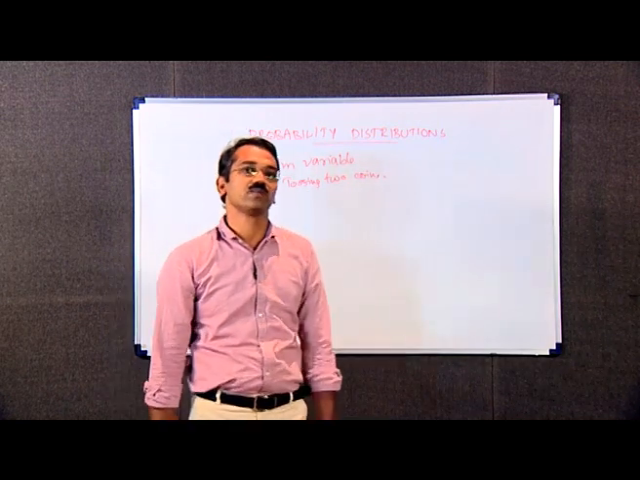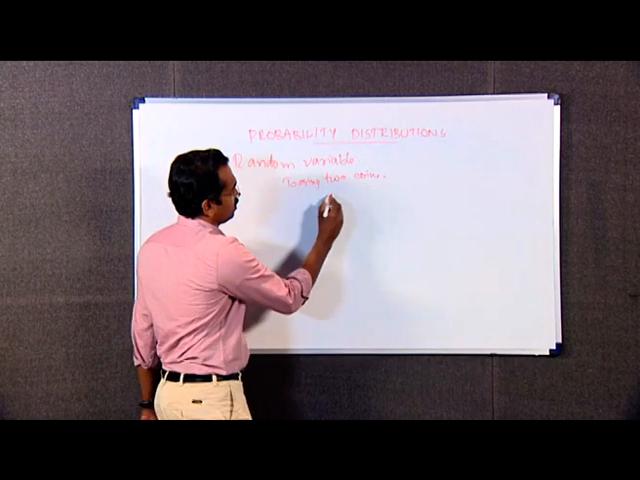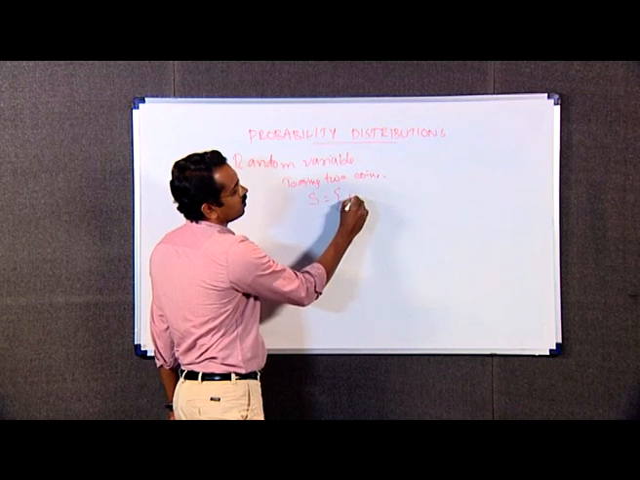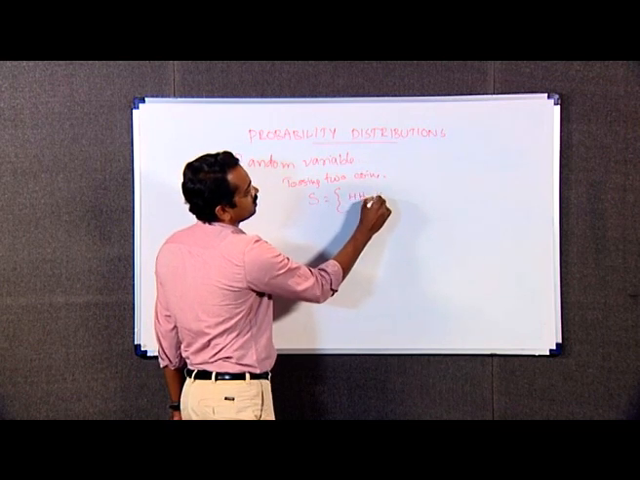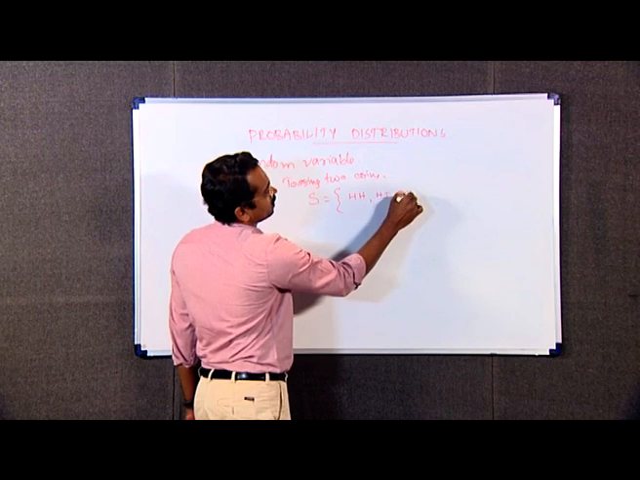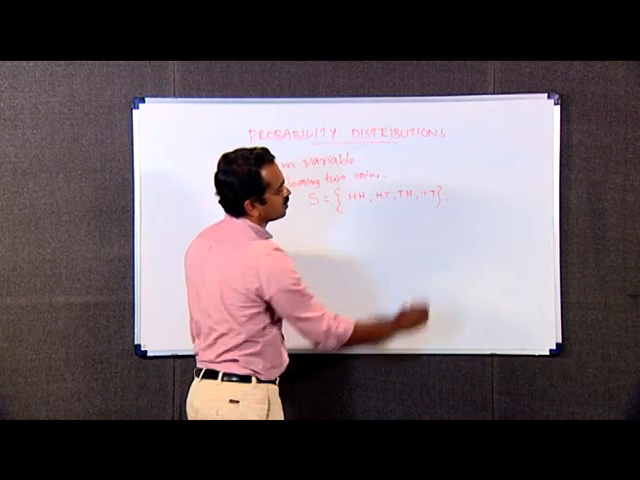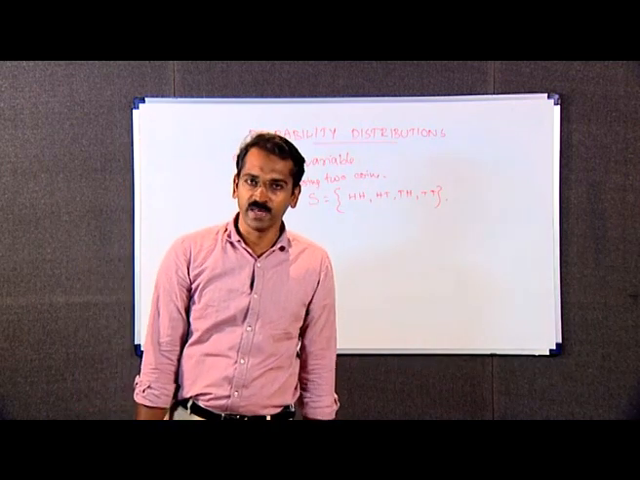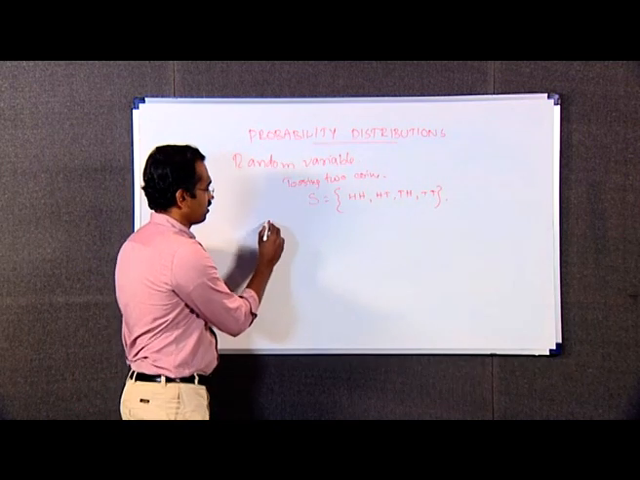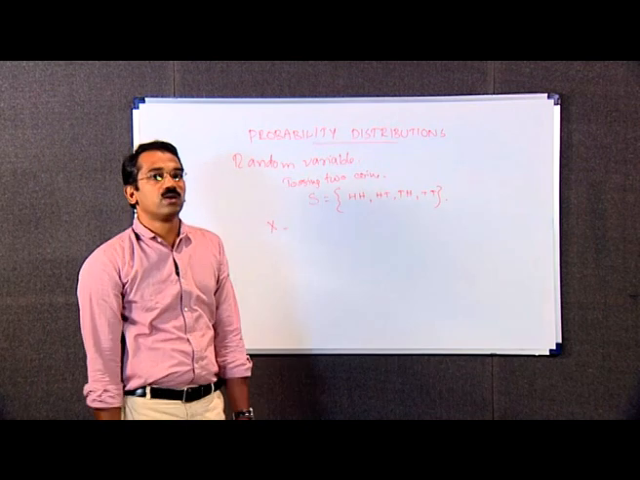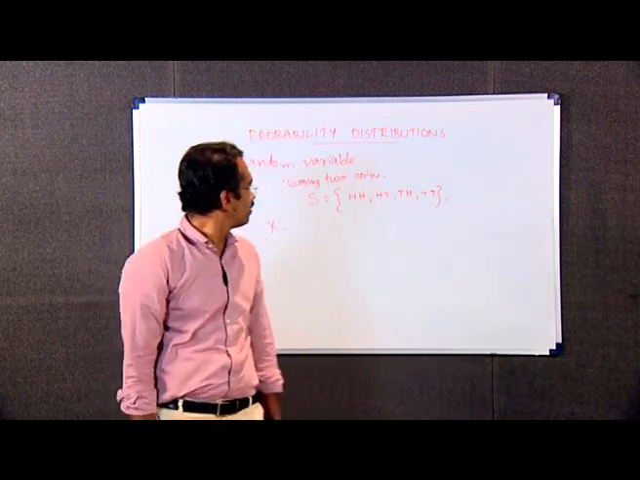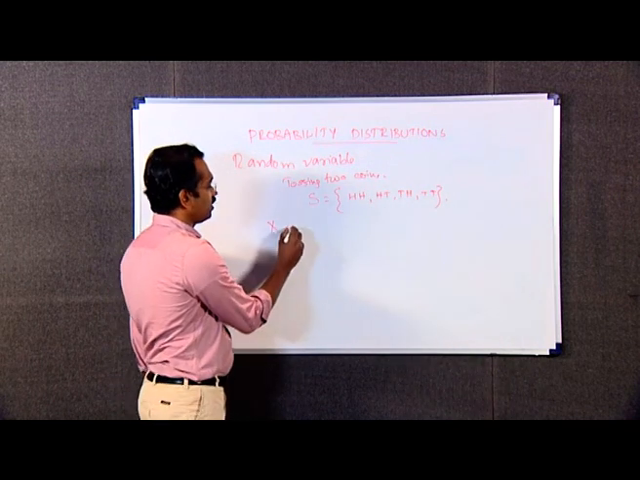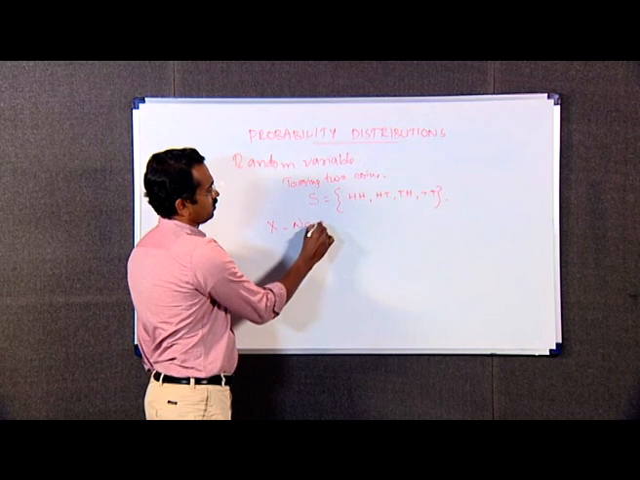Then the sample space is S equal to HH, HT, TH and TT. This is the sample space. Now, we define a variable, say x, as the number of heads when two coins are tossed. Let x be the number of heads.